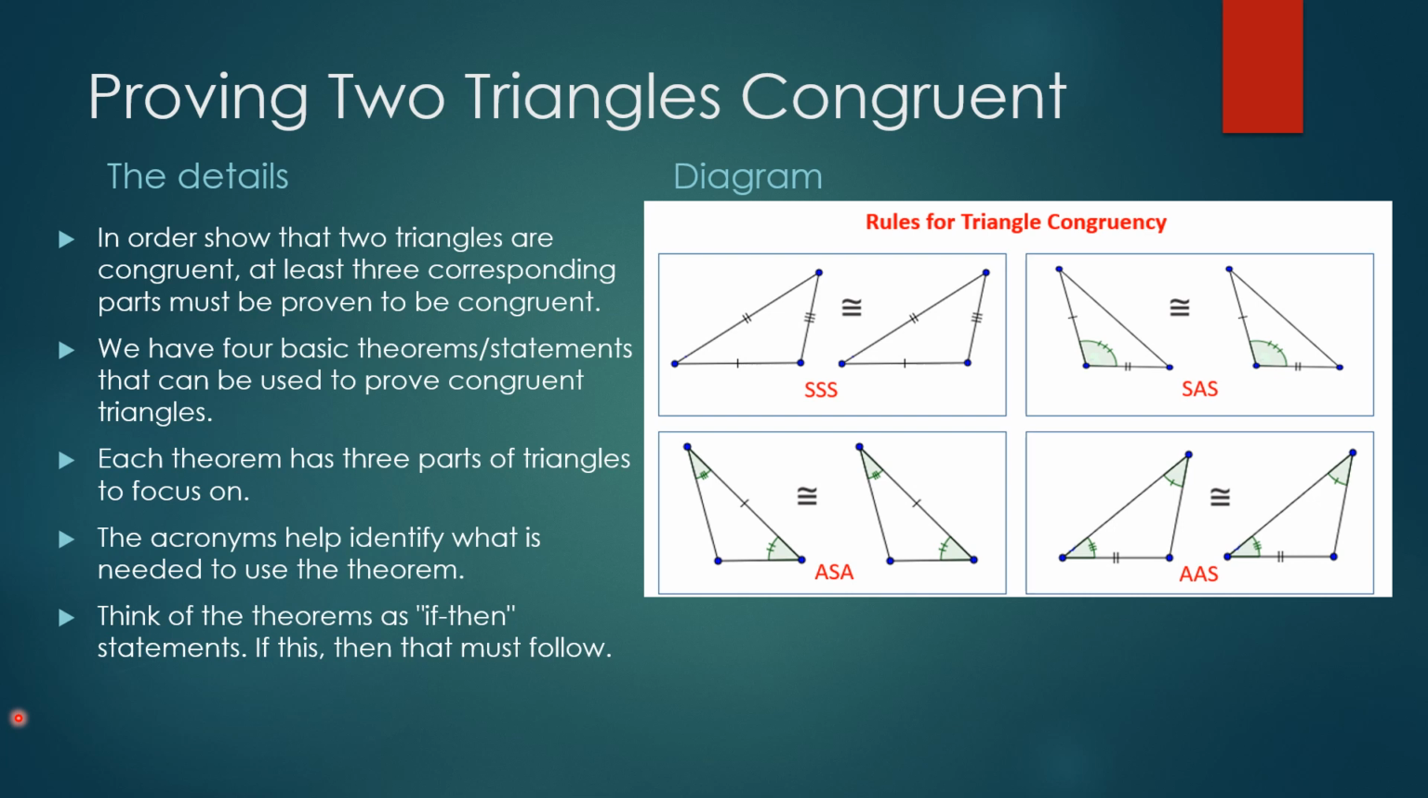This diagram shows you the 4 different ones we're going to look at, and you've probably heard them before: SSS, SAS, ASA, and AAS. In the next 4 slides, we're going to talk about each one individually and focus on the pieces of information we need to know in order to prove congruent triangles.